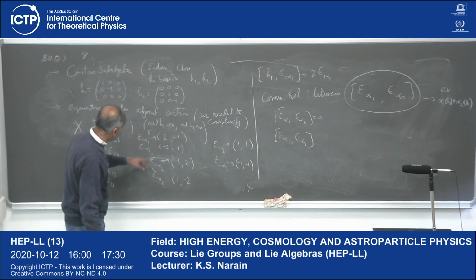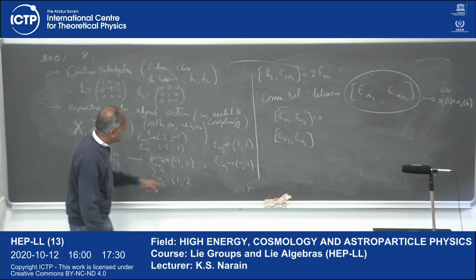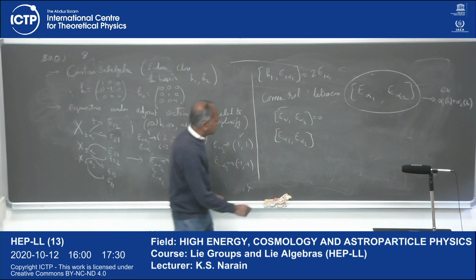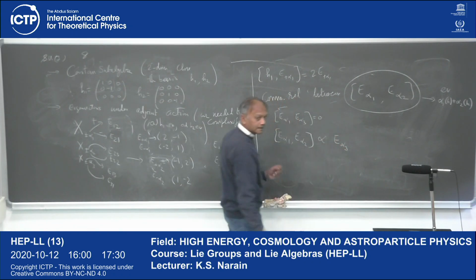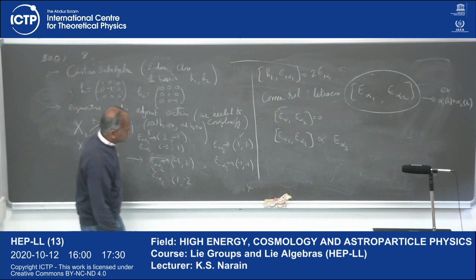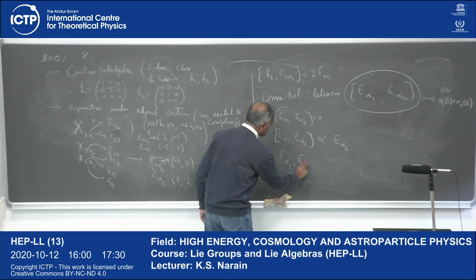So if I look at alpha 1 with alpha 2, then you see this becomes 1, 2 minus 1, 1, and that exists. Okay? So therefore, whatever it is, this should be proportional to E alpha 3. What about E alpha 1 with E minus alpha 2?